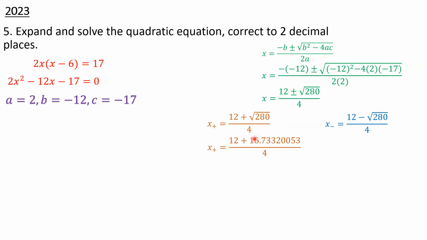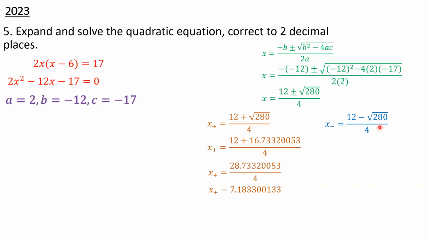What is 12 plus this value? Well, we're going to get 28.733200053 all over 4. And so that means we're going to divide this quantity by 4. When we divide that, we get 7.183300133. And so that's what we have for x positive, all right?